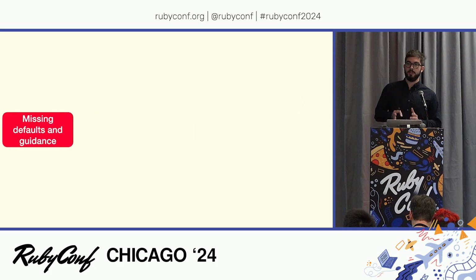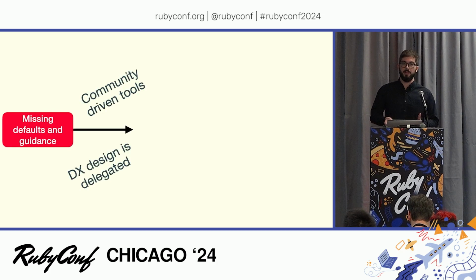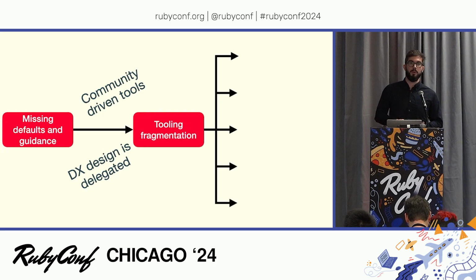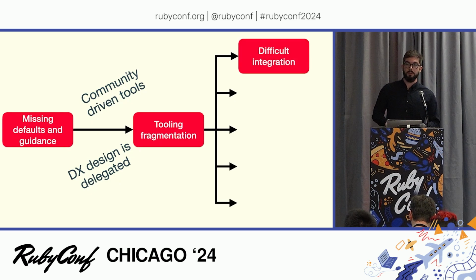What we have here is missing defaults, but also guidance from the language. Ruby is not prescriptive about what your developer experience should be. And that, in practice, is delegating the design of the overall developer experience to the community, which leads to fragmentation. And in turn, we see all of the opposites of what the Rust community enjoys. Integration is extremely difficult because we have several implementations of the same tools, all of which don't conform to any standardized API, so you need custom integration for all of those tools.